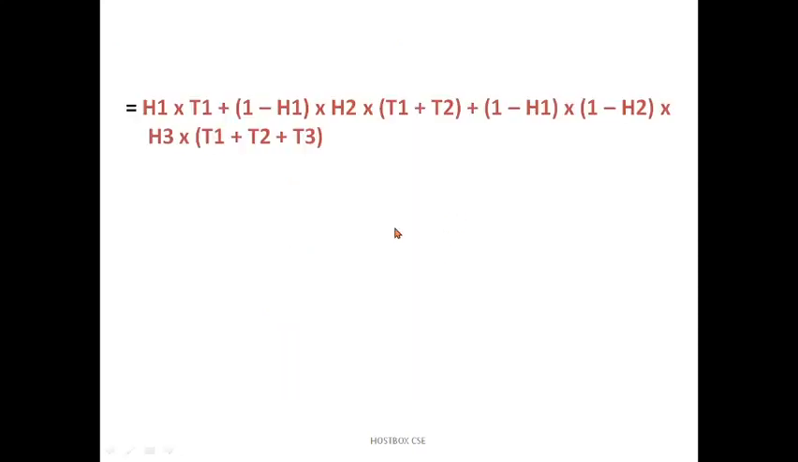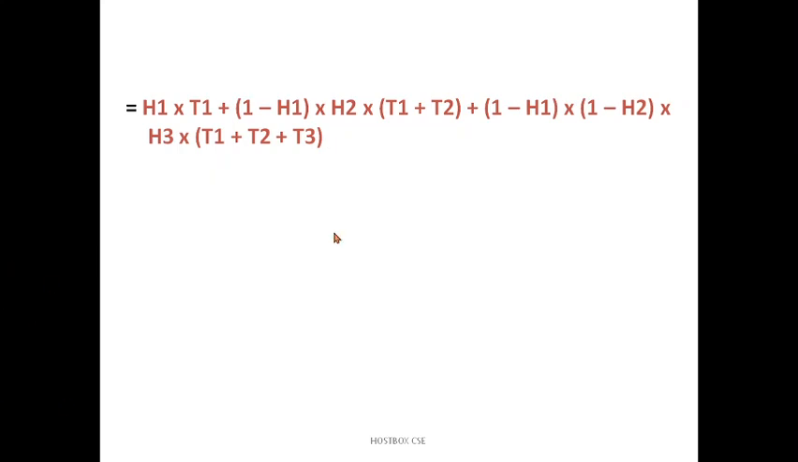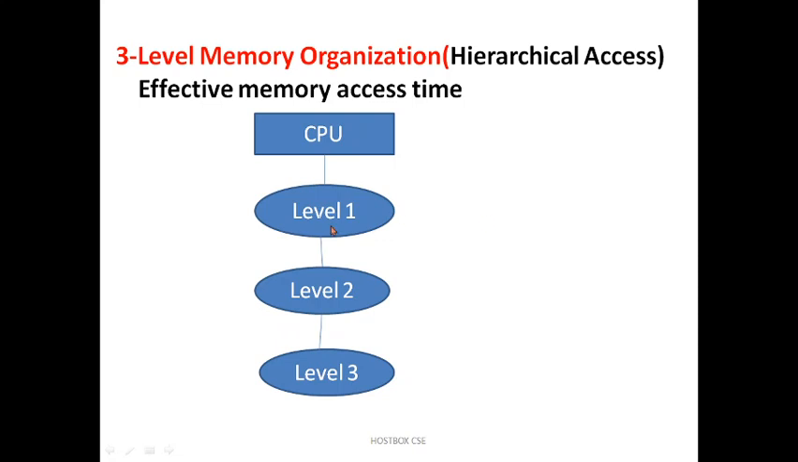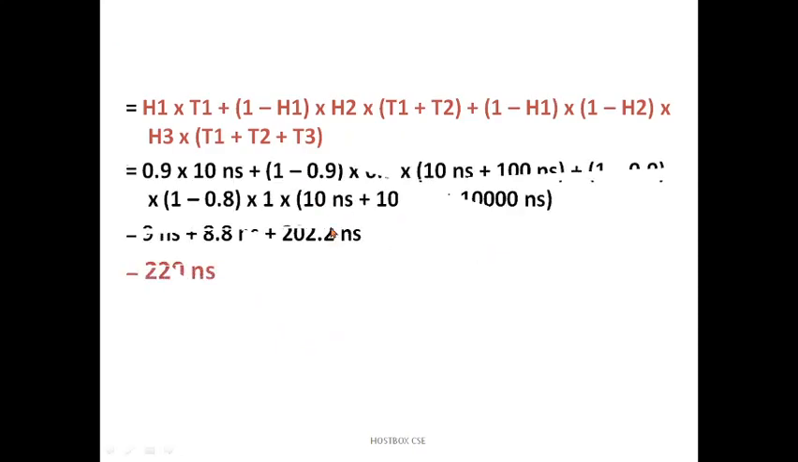Let's go for an example. How do we calculate the effective memory access time now? The formula I just told you: H1 into T1 plus 1 minus H1 into H2 into T1 plus T2. That's a small difference. And also plus 1 minus H1 into 1 minus H2 into H3 into T1 plus T2 plus T3. Because this is a method where we are not working in parallel, just hierarchically connecting the data. Hierarchically search and complete the data one by one, not at a time. Not possible. So today modern computer organization prefers the first method only.